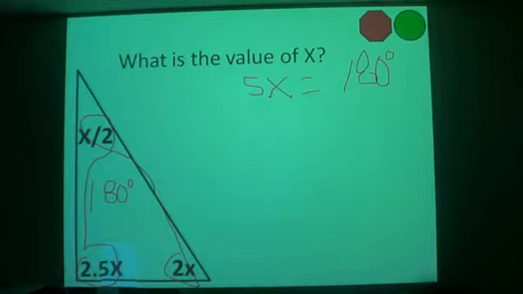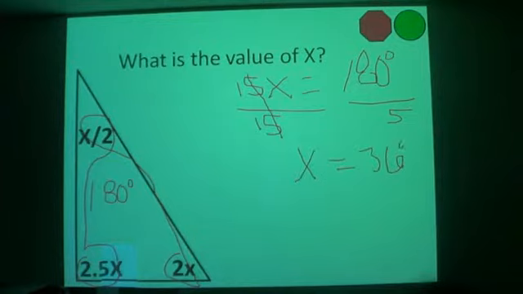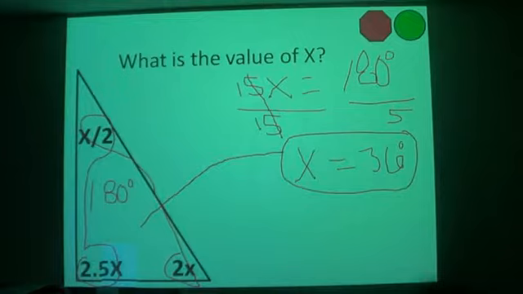180 degrees. Divide both sides by 5. I wind up with this 5 canceling that 5, becoming 1. And 5 goes into 180 36 times. So x equals 36 degrees. So if you got 36 degrees, you're doing it right. Now, the last thing to do is to plug this in over here and see what you get.